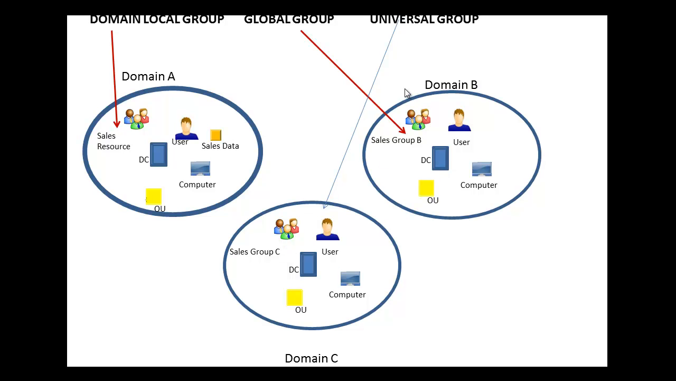Now we can also have a universal group. A universal group can be in any domain. You can create that in any domain. A universal group can contain global groups. So you can create a universal group and you can put the sales group B global group and the sales group C global group within that universal group.